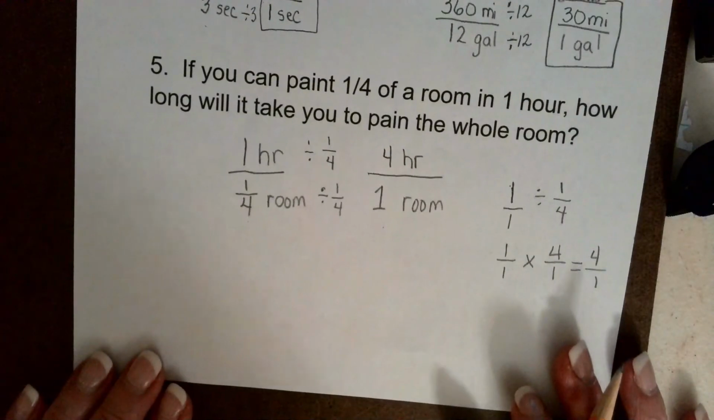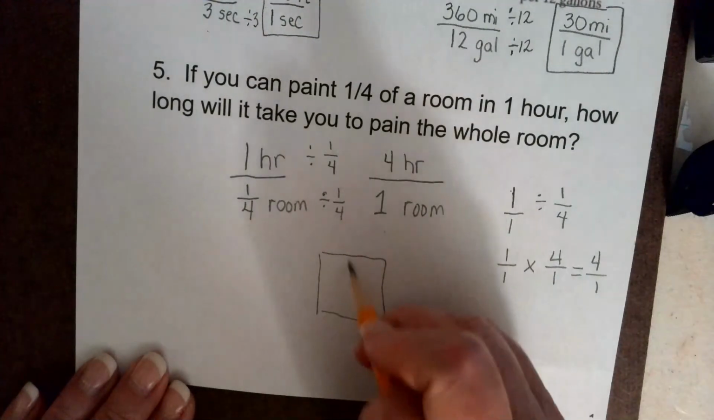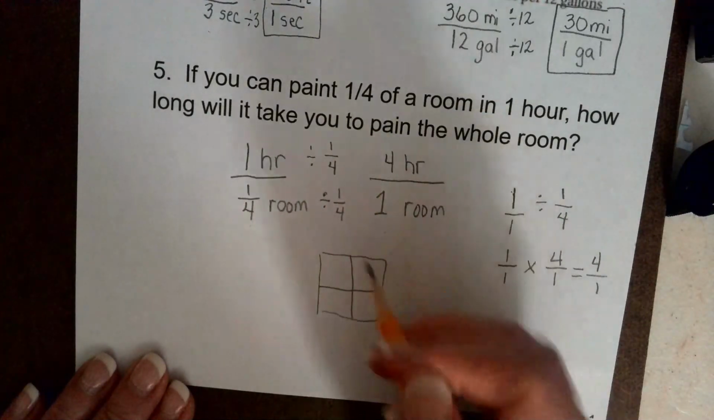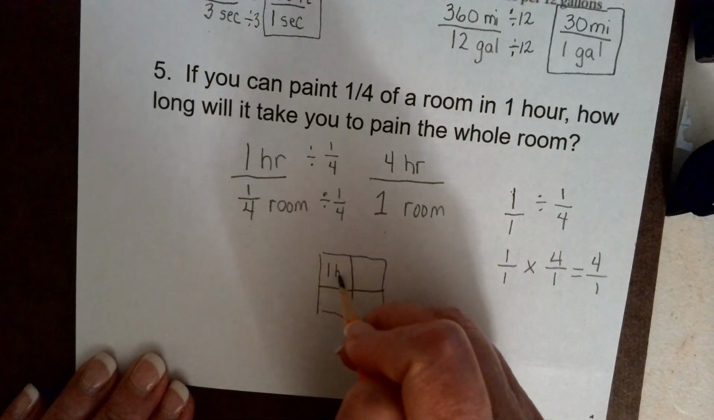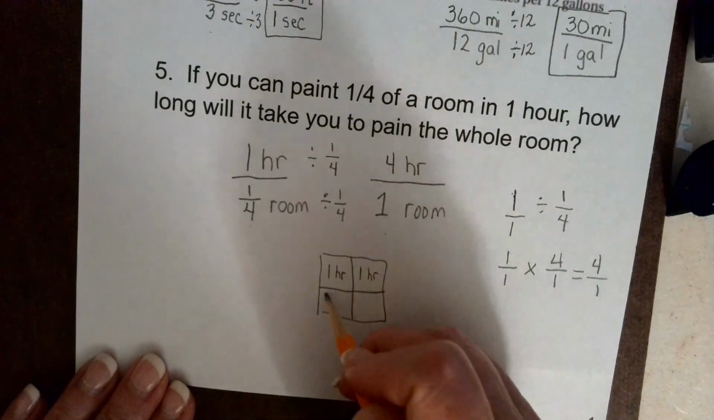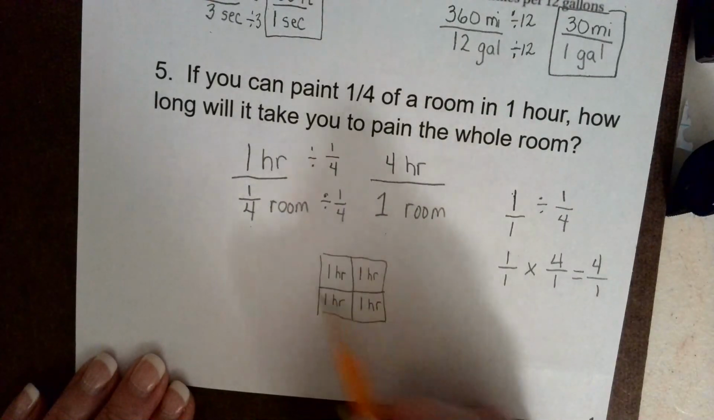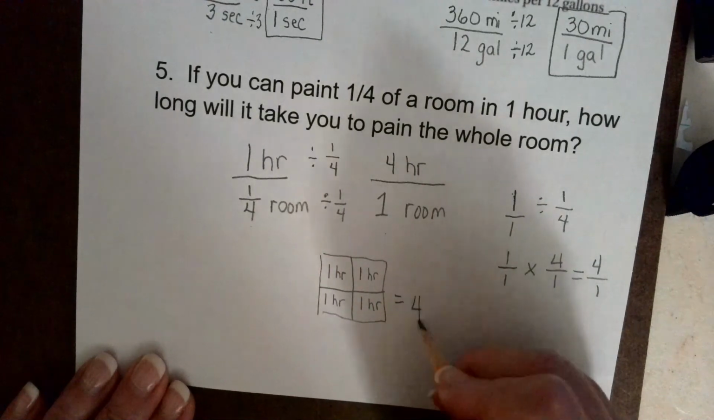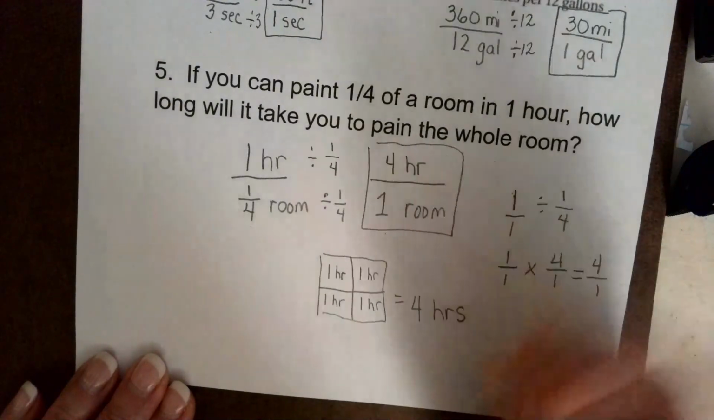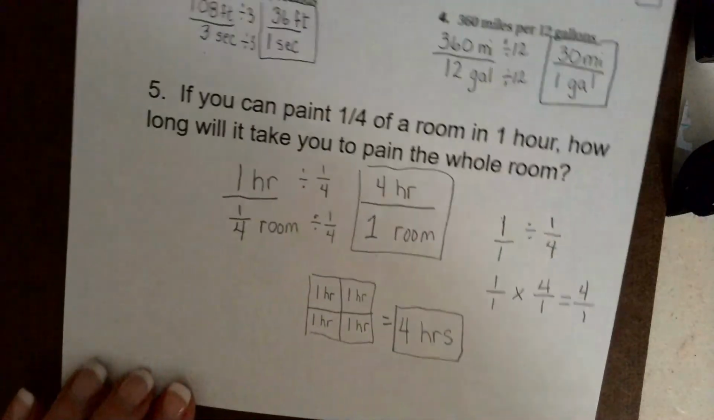You could have also just said, like, split our room up. And if you can paint 1/4 of a room, if this takes 1 hour, then it would take an hour to paint every fourth of the room. And so it would still take you 4 hours to paint that room. Either way, whichever way is easier for you. Answer is 4 hours for the whole room.